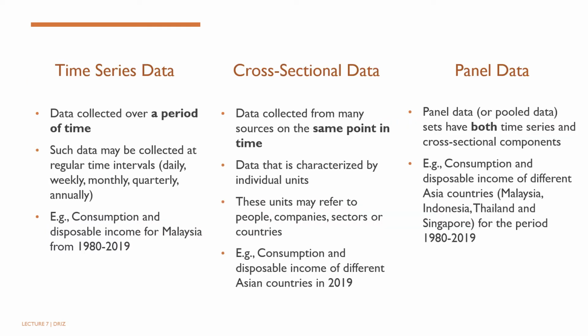In mainly economic research, there are generally 3 types of data: time series, cross-sectional, and panel. Time series data refers to data collected over a period of time. For example, consumption and disposable income for Malaysia from 1980 to 2019. Cross-sectional data refers to data collected from many sources at one point in time. For example, consumption and disposable income of different Asian countries in 2019.